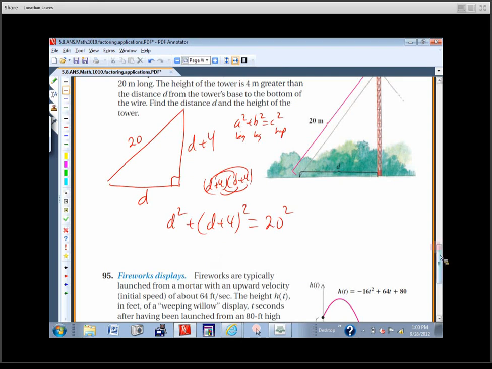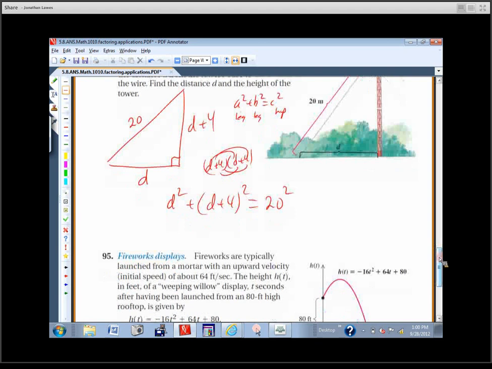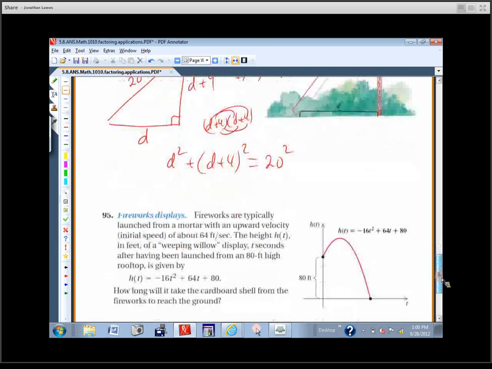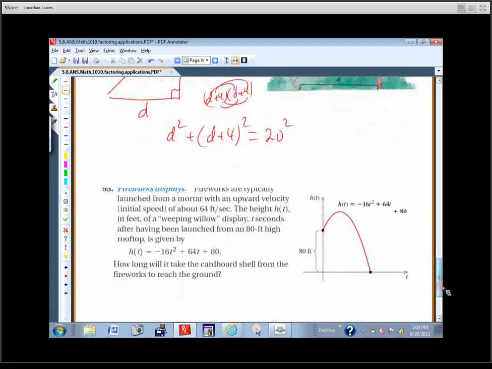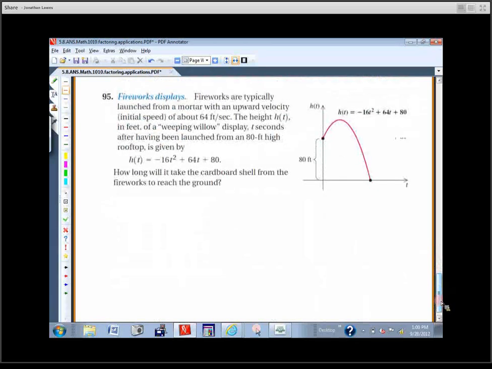Okay, are there any questions? By the way, what if you solve it and you get 2 answers and one of them's negative? You throw it out. Okay, it doesn't make sense in that particular situation. Okay, read that problem there.